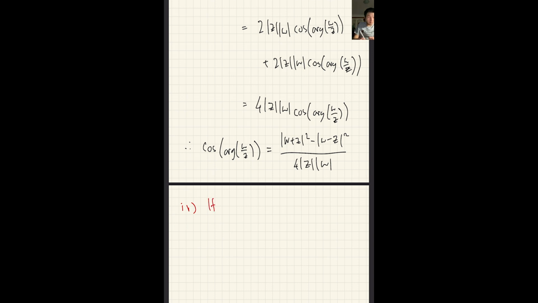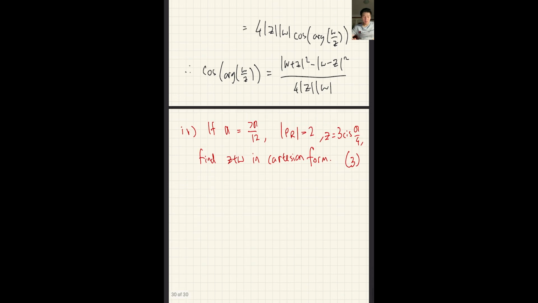If alpha is equal to 7 pi on 12, the modulus of PR is equal to 2, and z is equal to 3 cis pi on 4, find z plus w in Cartesian form, which is the x plus iy form. This is worth 3 marks. Pause the video here and have a go at it. Okay, if we are back, let's go through this question.